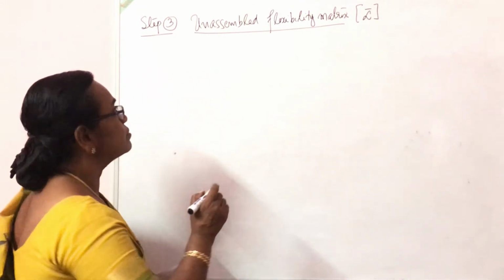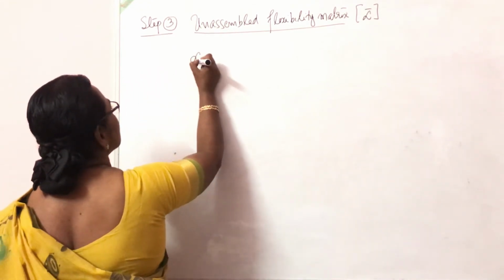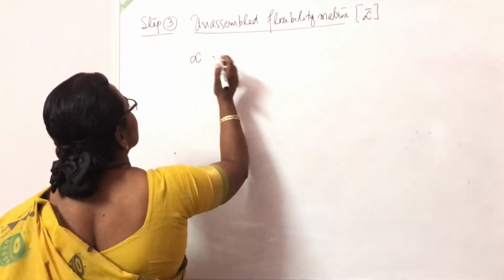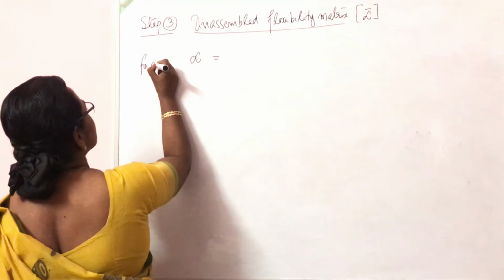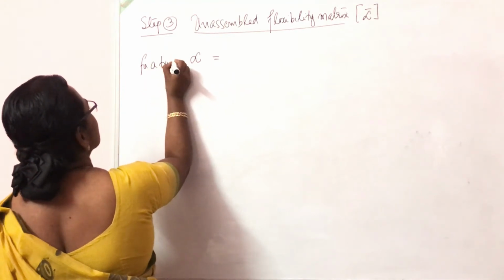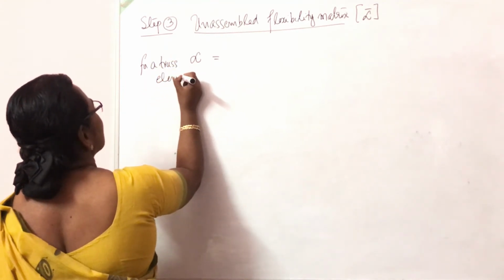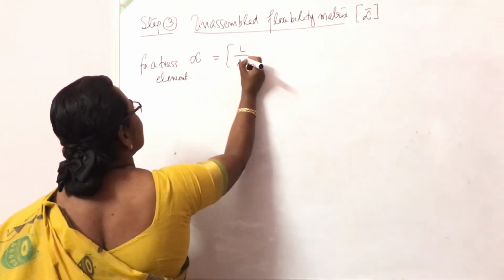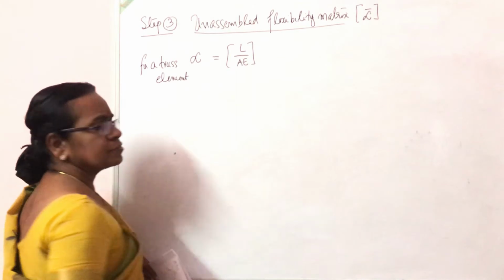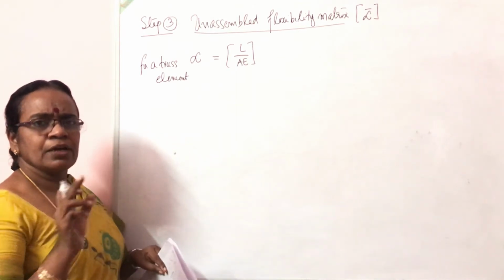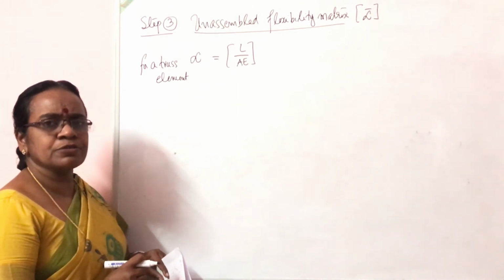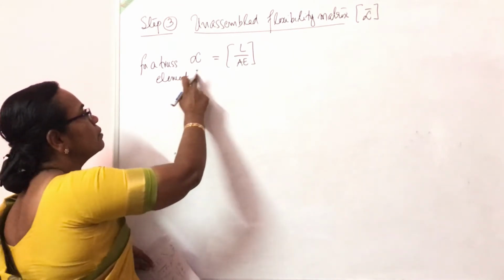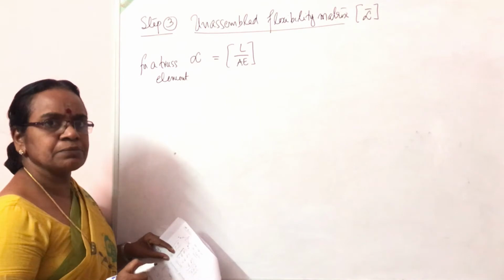Here there are three elements. For the first element alpha 1, the element flexibility matrix for a truss element is given by L by AE. It is nothing but the deflection. Deflection of a member subject to axial forces is PL by AE. When P is equal to 1, it is L by AE. So the L by AE is the element flexibility matrix.